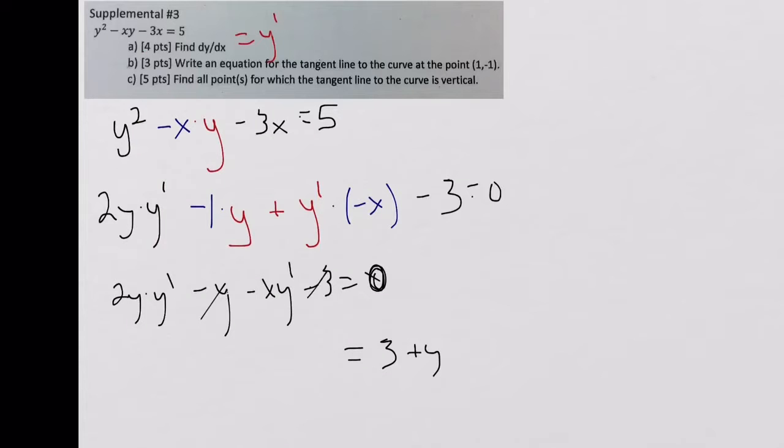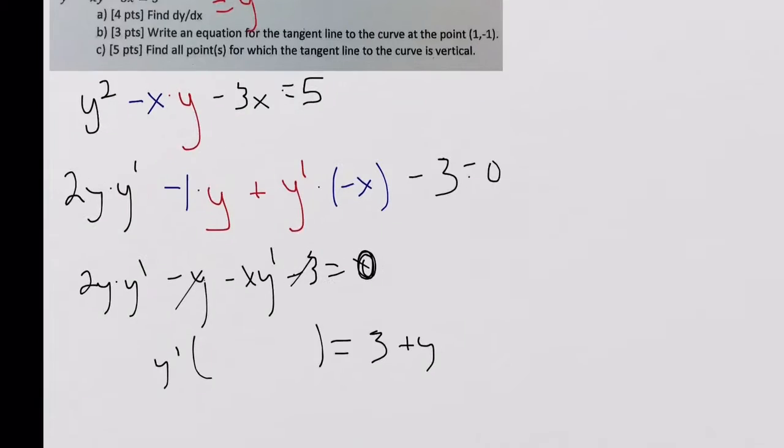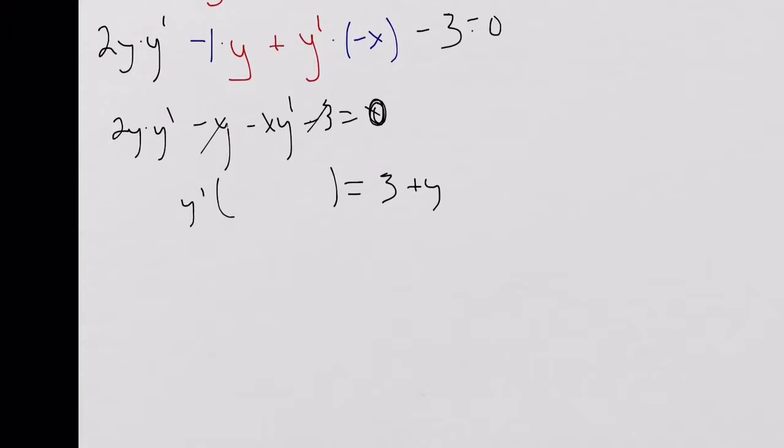And now I'm going to write y prime and open and close a set of parentheses. And then I always like to fill in here what would be equivalent to this term and that term. So I'm going to get a 2y and then a minus x. From there I get y prime is (3 plus y) over (2y minus x).